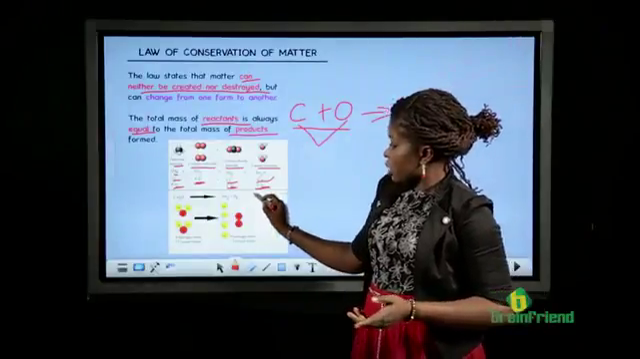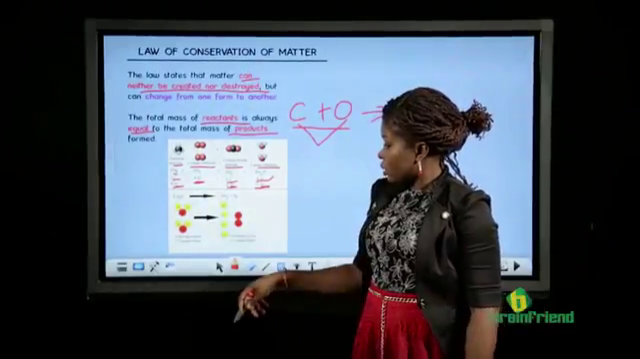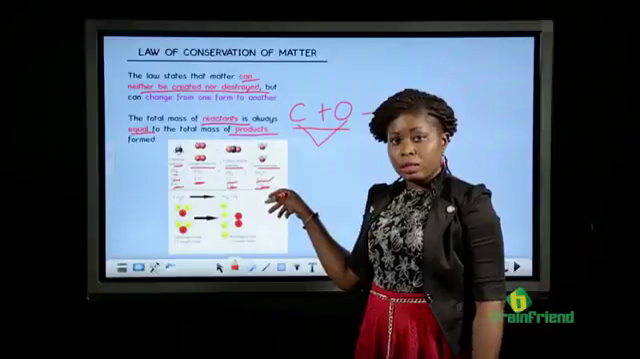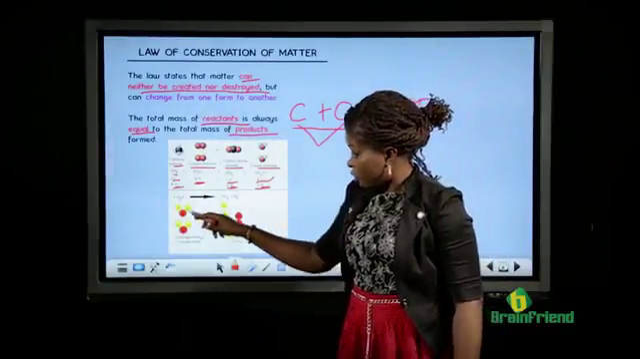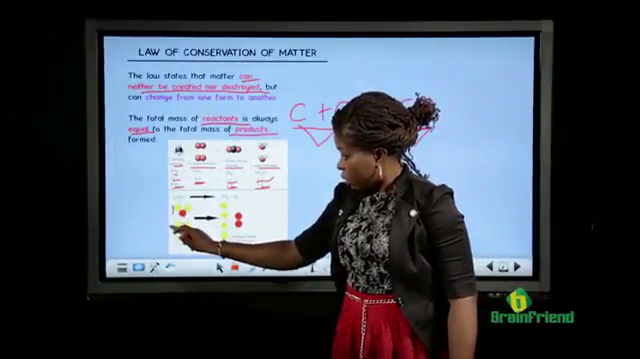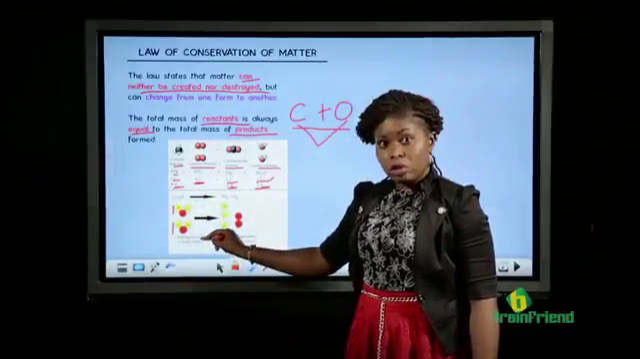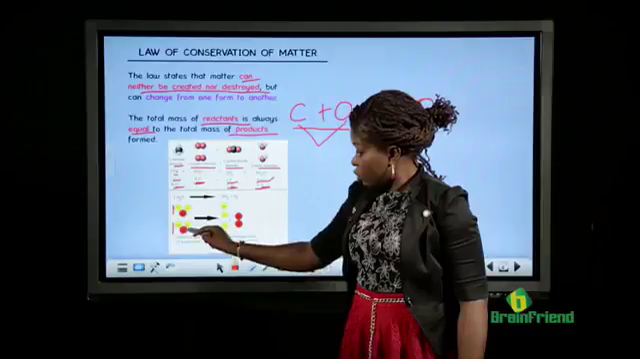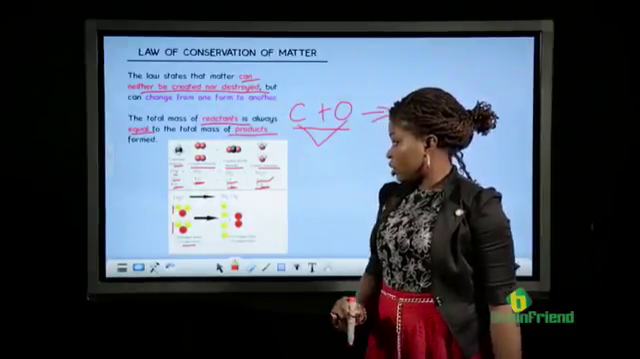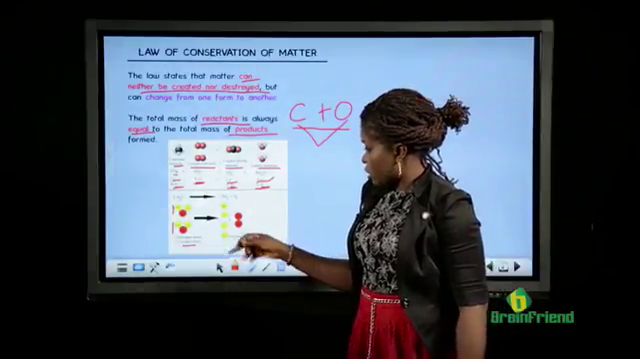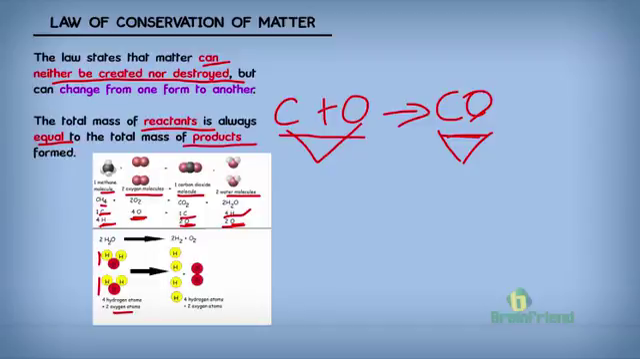We can also see that when water decomposes into the component elements, we have 2 molecules of water here, one here and one here. So we have 1, 2, 3, 4 atoms of hydrogen and 1, 2 atoms of oxygen. When it decomposes, we still have 1, 2, 3, 4 hydrogen atoms and 2 oxygen atoms.